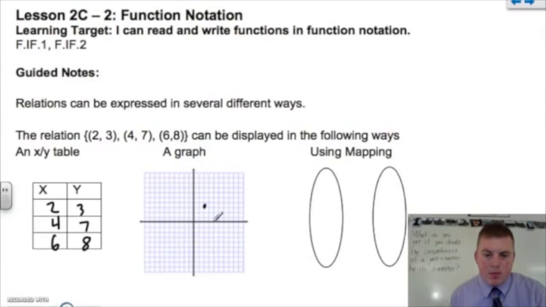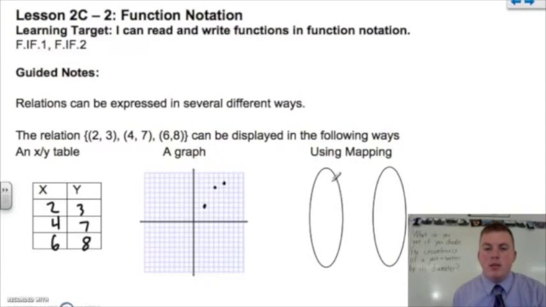We could do the same with (4, 7). We go right 4 and up 1, 2, 3, 4, 5, 6, 7. And we put another dot. And we can do a point at (6, 8). 1, 2, 3, 4, 5, 6. The last one we went up 7, so we're just going to need to go up one higher here. And so this is a third way that we can show this relation.